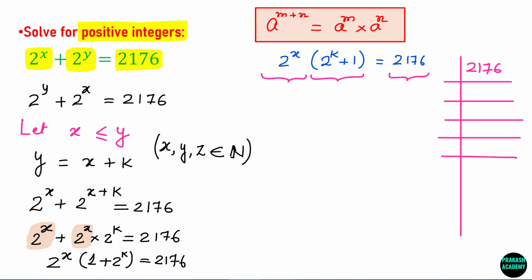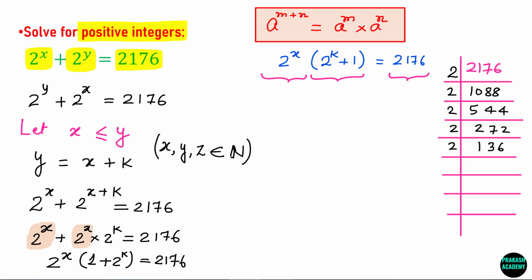So let me put these places because we will require this. So let us say we start with 2. If you divide this by 2, then you will have 1088. Further divide by 2, 544. Next 272. Next divided by 2, that is 136, 68, 34, and then divided by 2, that is 17.